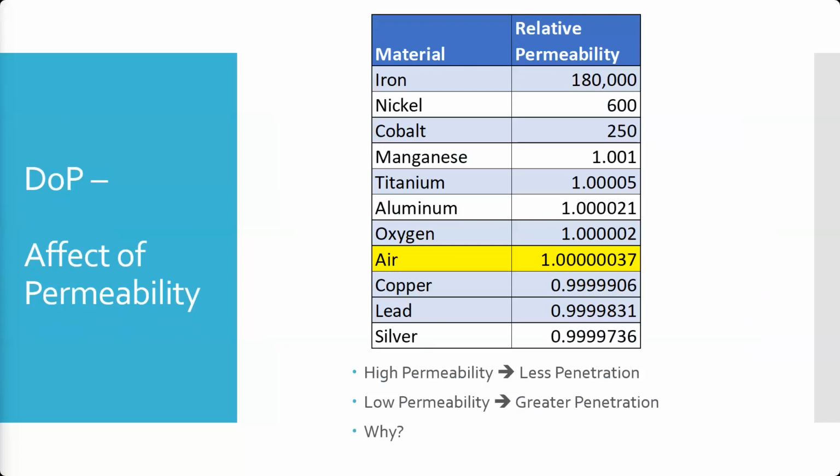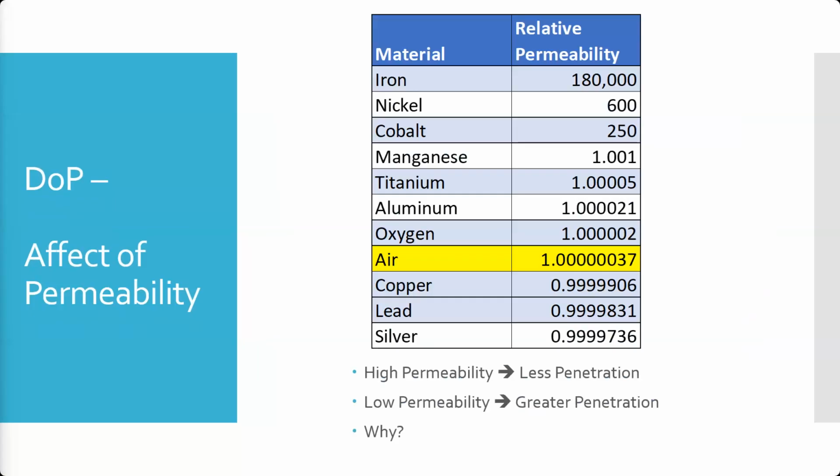Now, air can also depend on moisture content and all kinds of things like that. But air is basically considered 1. But you can see there's a lot of stuff that's basically 1. Manganese you can almost say is basically one. Titanium, aluminum, oxygen, air, copper, lead, silver, those are all basically one on this scale, where iron is 180,000 times easier to magnetize. Nickel's 600 times easier to magnetize. Cobalt's 250 times easier.